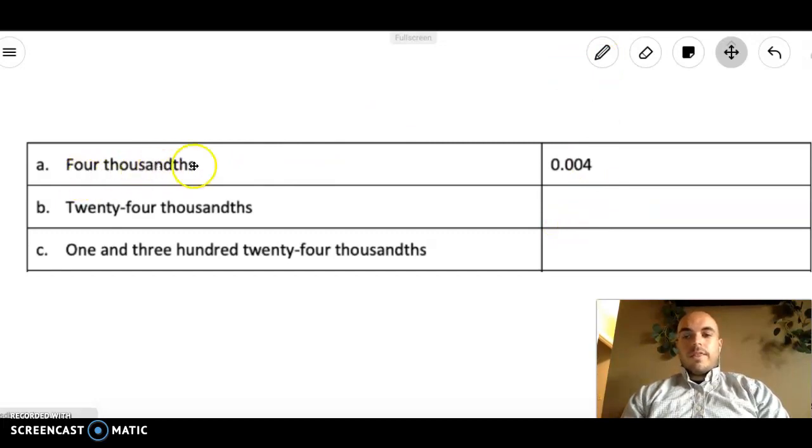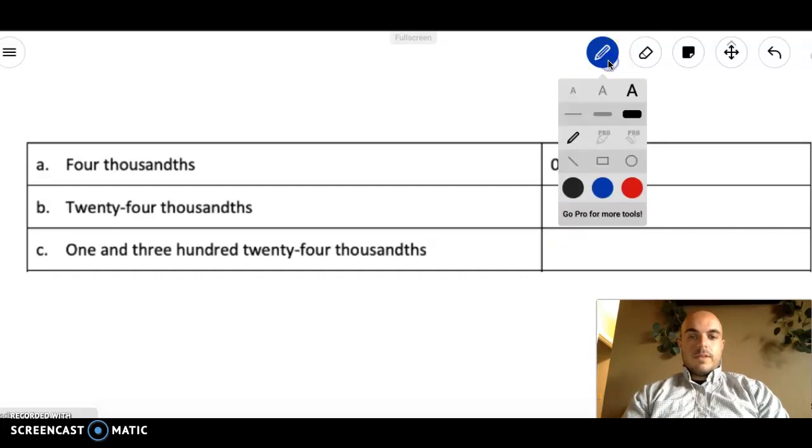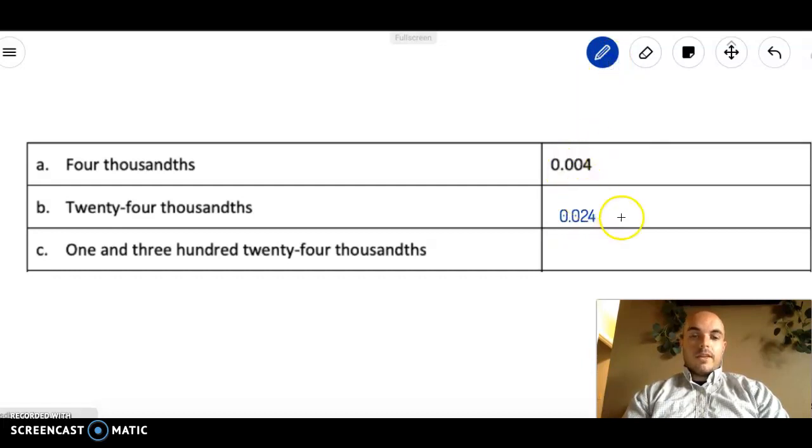4 thousandths. So they just put a 4 in the thousandths place. Pretty simple. So 24 thousandths is going to look like this. 0. I know I need a 4 in the thousandths. So I need a 2 in the hundredths and a 0 in the tenths. 24 thousandths. It's not 0.24. That's a very common mistake.